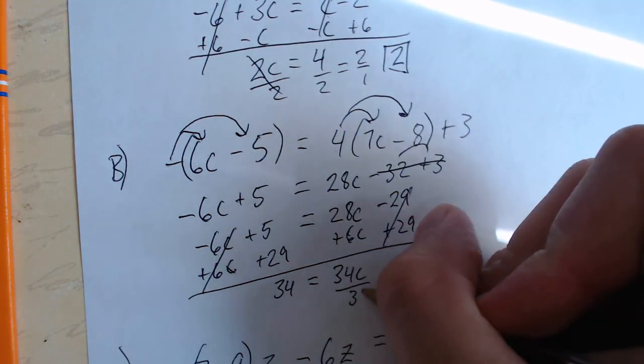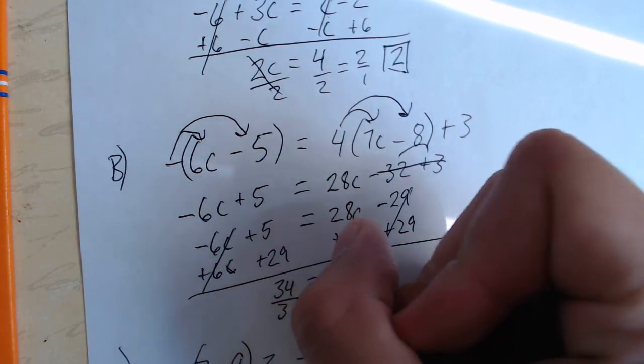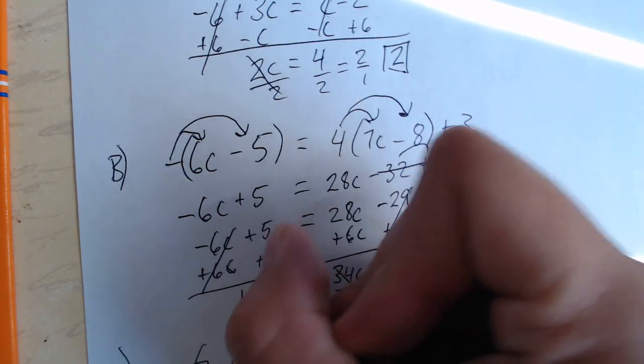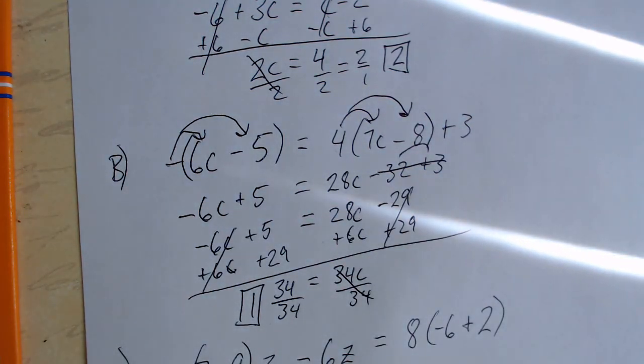We divide by the coefficient of 34, and we see that c is just equal to 1. And that's our answer there.